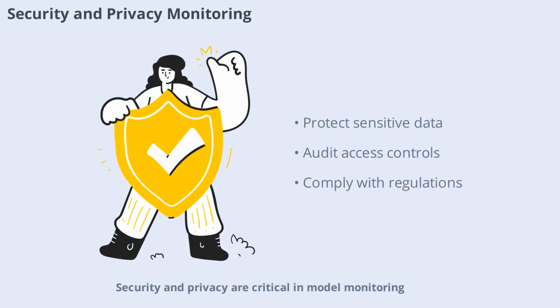Security and privacy are critical in model monitoring. Ensure that sensitive data is protected and that models are not vulnerable to attacks or data leaks. Regularly audit access controls, monitor for unusual activity, and comply with relevant regulations. Security monitoring helps maintain trust and safeguard your organization's reputation.